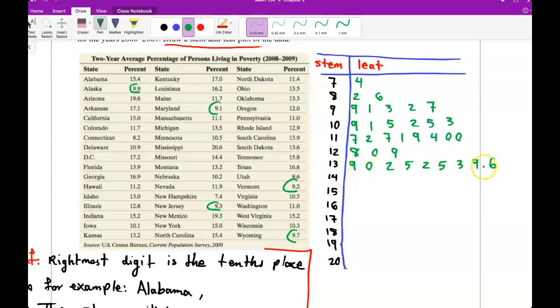Okay, so we have 13.6. Here is 14.4, 15.4, 15.0, 15.2, again 15.0, 15.4, 15.8, and 15.2. 16.9, 17.1, 17.0, 18, we have nothing here, 19.6.